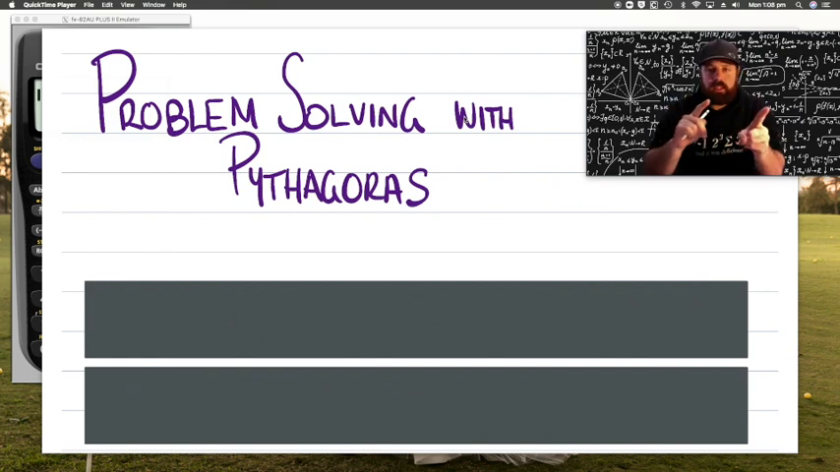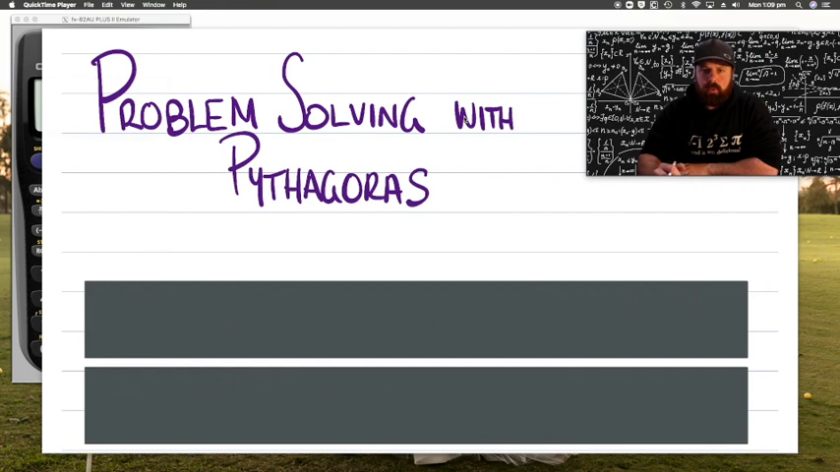And remembering the difference is that when we found the longest side, the hypotenuse, which was opposite our right angle, we added together a squared plus b squared, which gave us c squared. When we had to find one of the shorter sides, we had to use some subtraction, the hypotenuse take away one of the shorter sides.